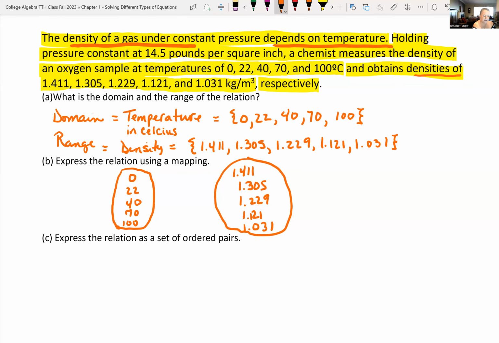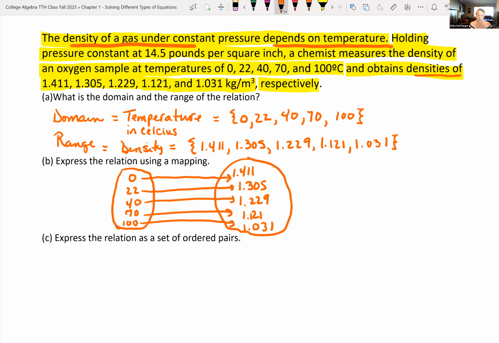So mapping 0 goes to 1.411. When we had 22 degrees Celsius, we had 1.305. 40, 1.229, 70 is 1.121, and 100 gives us 1.031. So this is an expression of what a mapping could look like.